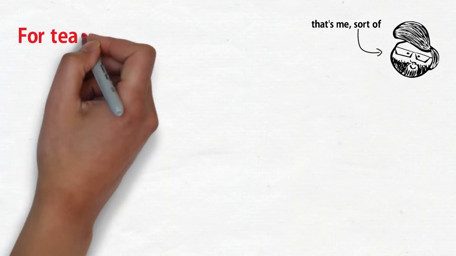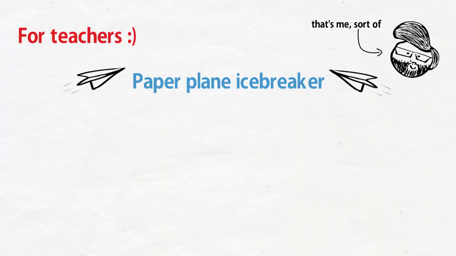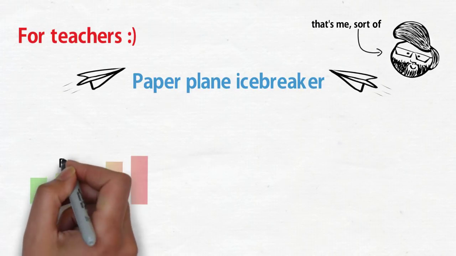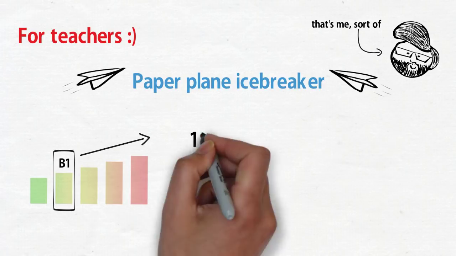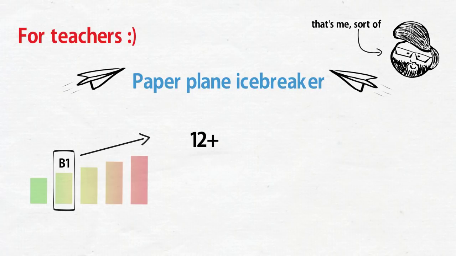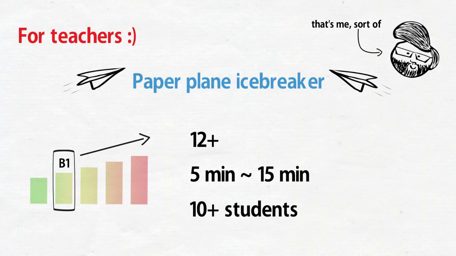Today's video is meant for my fellow teachers, and I'll be showing you an icebreaker that's proven to be quite effective. This activity is meant for pre-intermediate level students and up, starting from age 12 and up, and it can last from 5 to 15 minutes depending on the way you decide to play it. The game works best when you have a classroom with 10 students or more. So the material you will be needing is a piece of paper for each student and a pen for each student. And instructions are pretty simple.